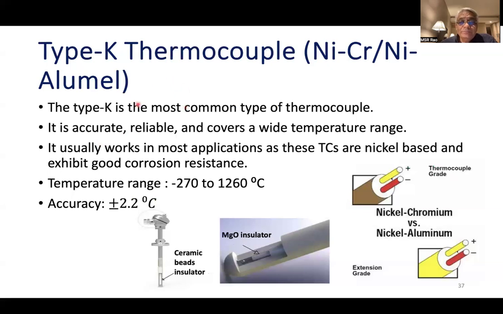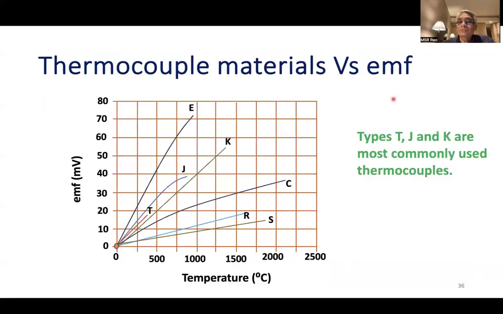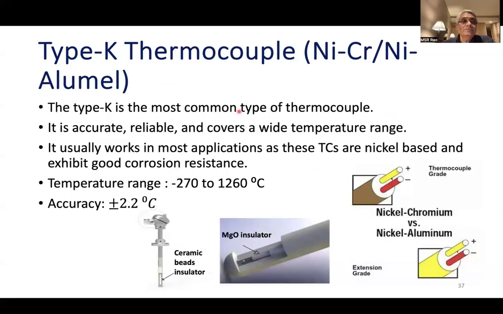Let's look at different types of thermocouples now. You've seen that the most common types are T, J, K, and we start with the K-type thermocouple, which is made of nickel chromium and nickel aluminum alloy. These two wires are two different alloys: nickel chromium, and the other one is nickel aluminum.